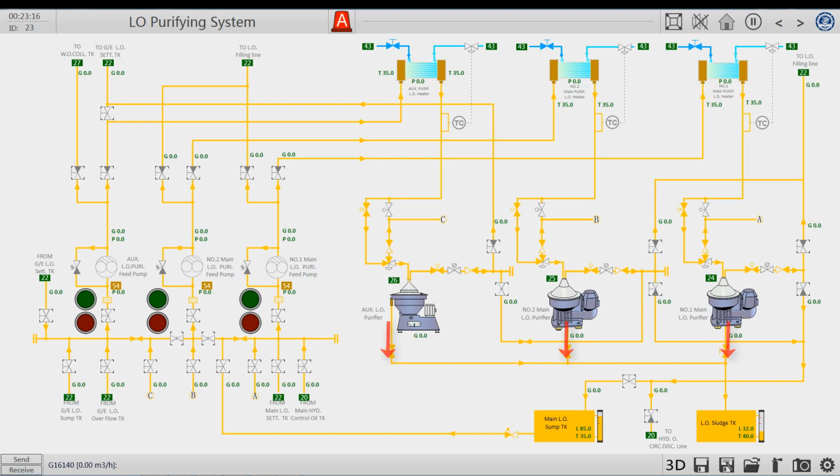The slag outlets of the 3 oil separators all lead to the lubricating oil slag tank. It can be incinerated by the incinerator or recycled on the shore. Above is a brief introduction of the lubricating oil purifying system.